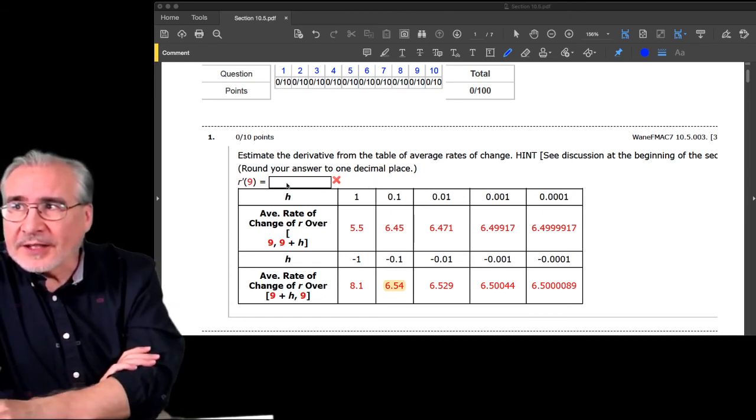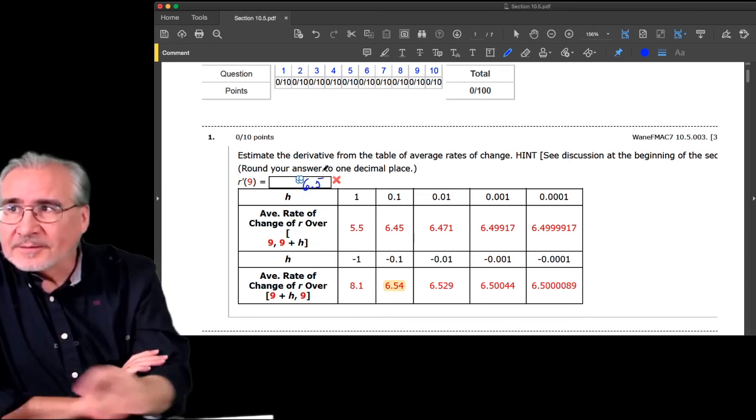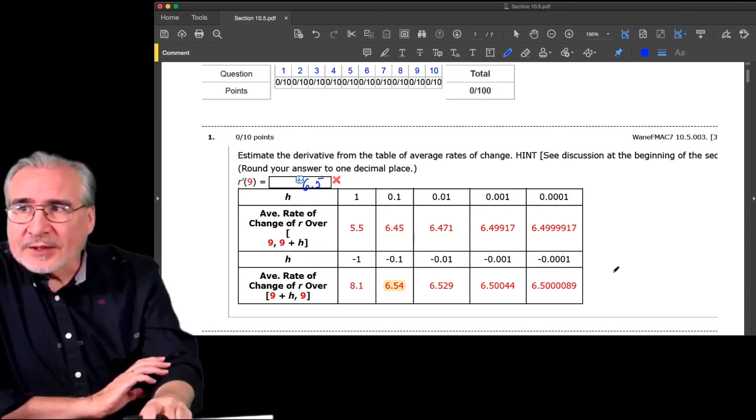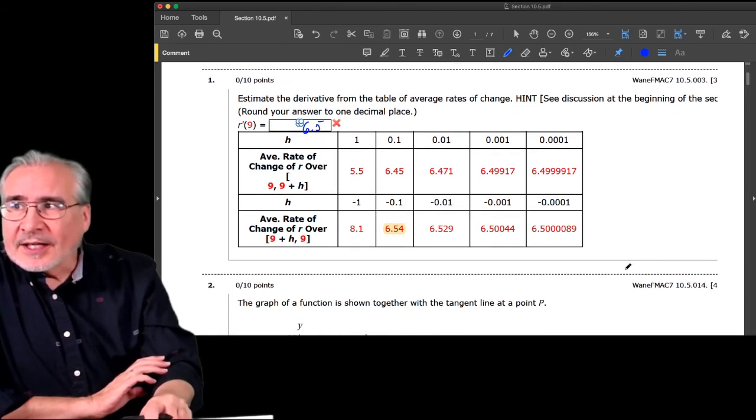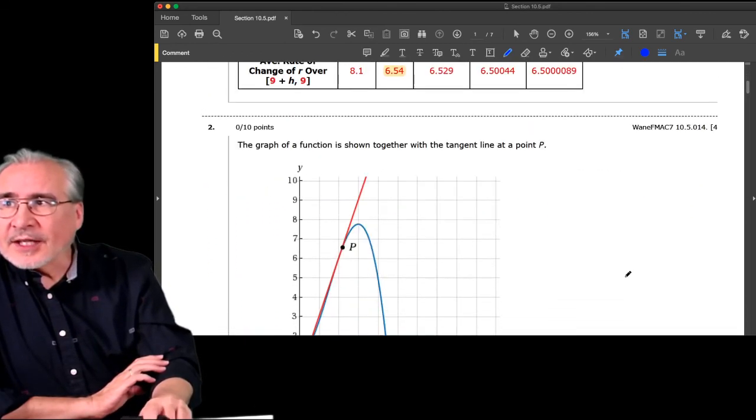Sorry, I was on the wrong side. To write in here is 6.5. Okay, so that's what's happening here. The next one, and what I'm going to do is kind of just go through here.